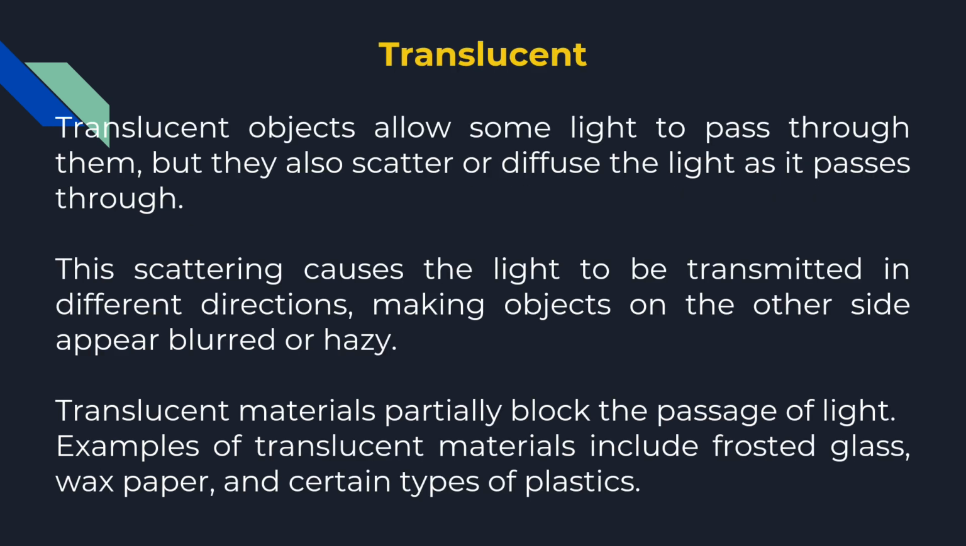Translucent. Translucent objects allow some light to pass through them, but they also scatter or diffuse the light as it passes through. This scattering causes the light to be transmitted in different directions, making objects on the other side appear blurred or hazy. Translucent materials partially block the passage of light. Examples of translucent materials include frosted glass, wax paper, and certain types of plastics.